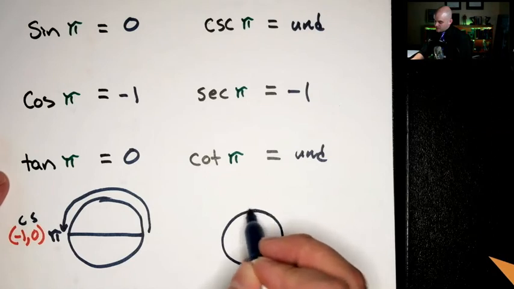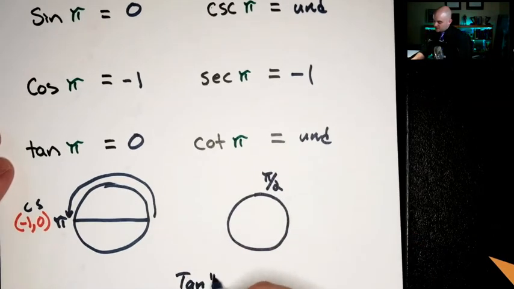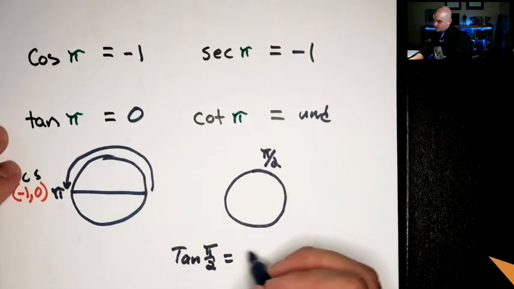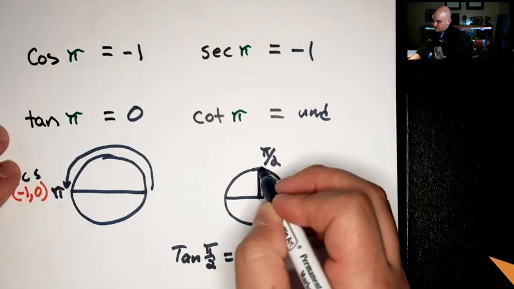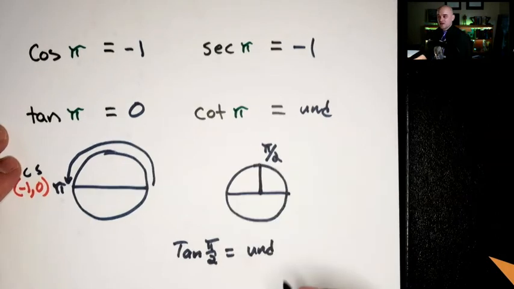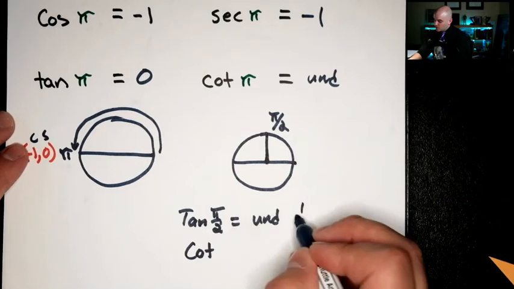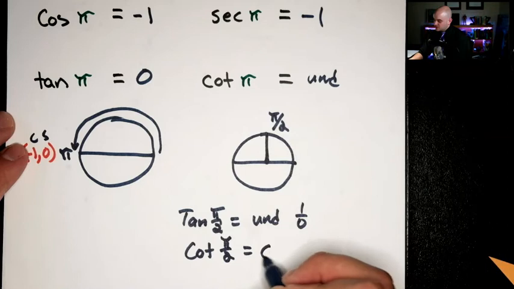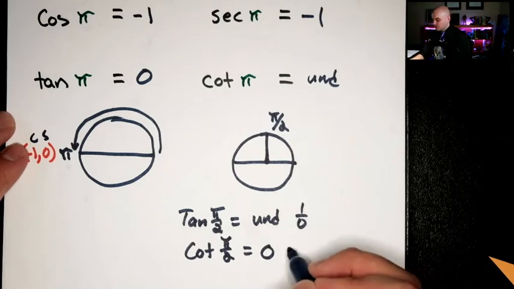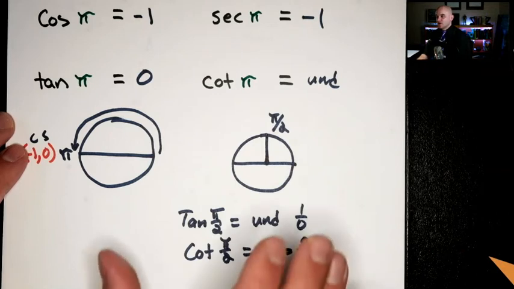If we were to look at, say, pi over 2, the tangent of pi over 2 equals undefined, because the slope right there at pi over 2, the slope of a vertical line, is undefined. But the cotangent, this is the same thing as saying 1 over 0. If I flip that, the cotangent of pi over 2 is going to give me 0, because you flip this fraction, you get 0 over 1, which is defined, and you can say it's 0 there. So keep that in mind.